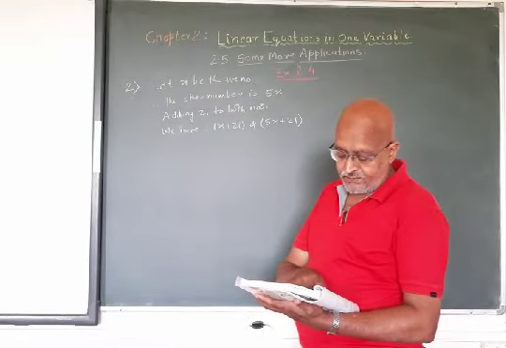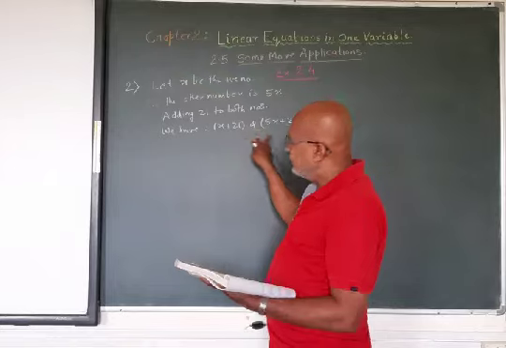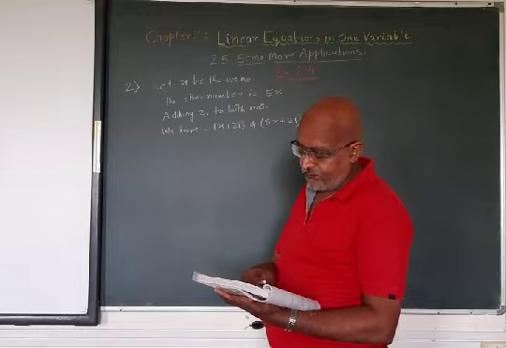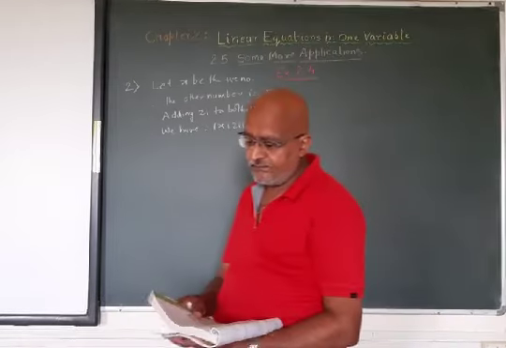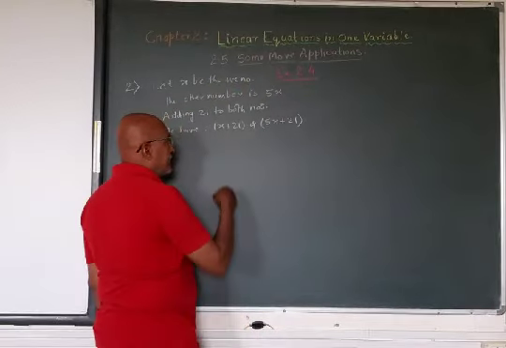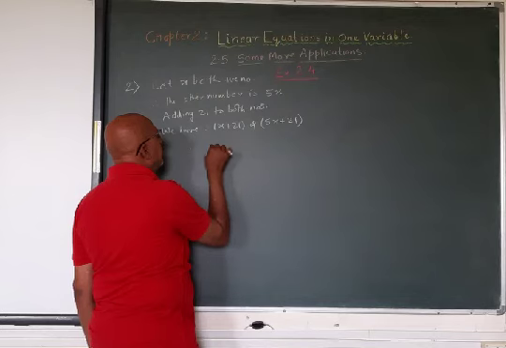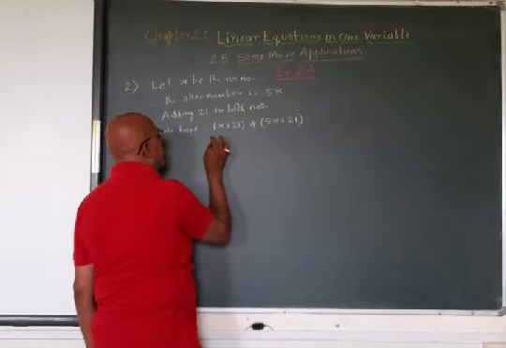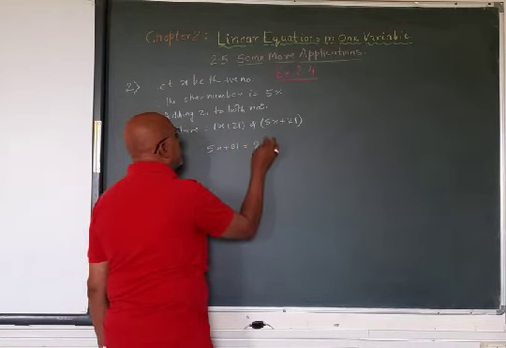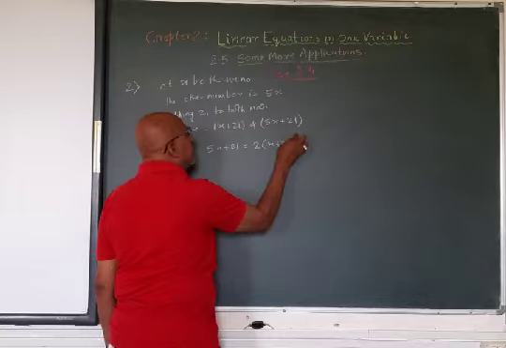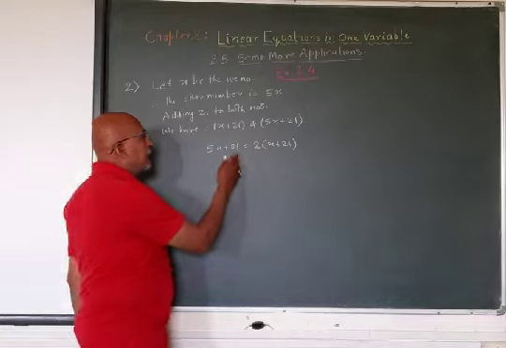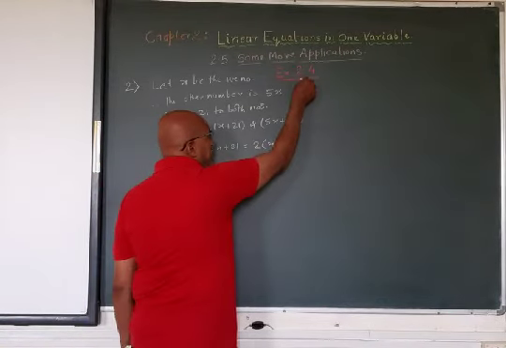One of the new numbers becomes twice the other new number. So this number will be twice this number. Therefore we will write 5x plus 21 equal to twice of (x plus 21). Now this is a linear equation being formed. Now we have to solve this to find the solution.